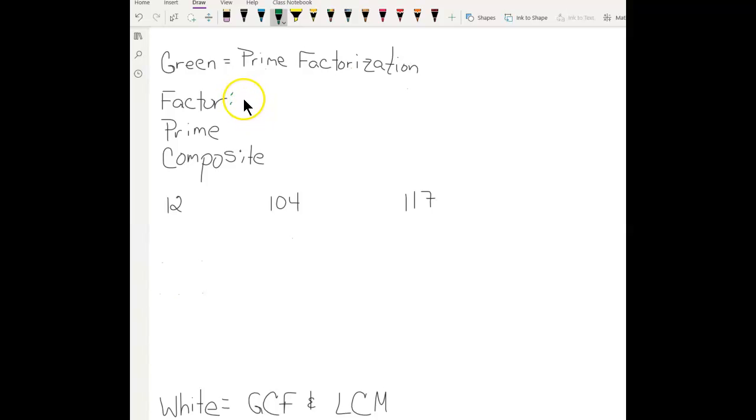A factor is numbers you multiply to get a product. Because remember, product is an answer for a multiplication problem. So now we look at the two kinds, because up here it says prime factorization. So I wanted you to know what a factor was. And now we've got prime.